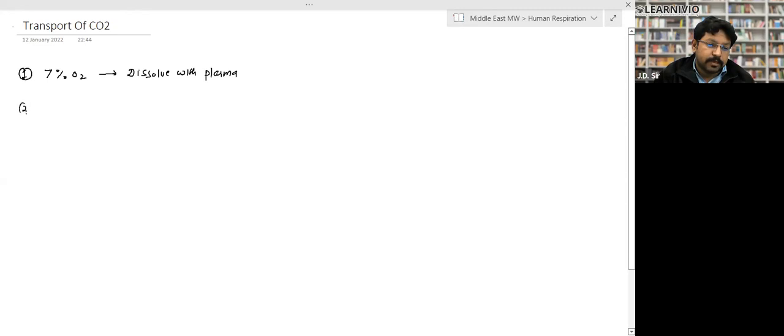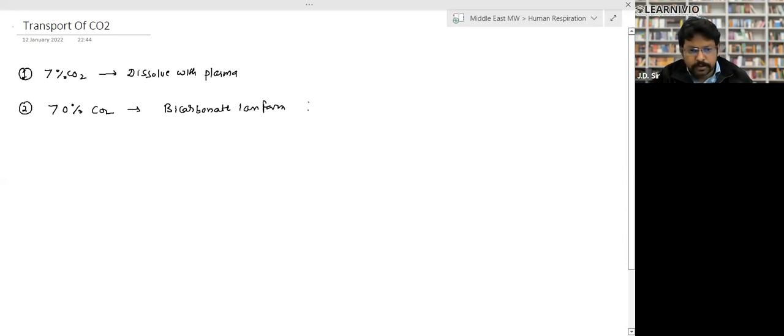Approximately 70% of CO2, I'm sorry, this is CO2, 70% of CO2 is transported as a bicarbonate ion. Bicarbonate ion form. So bicarbonate ion form is HCO3 minus form. How it is formed, we'll discuss it.